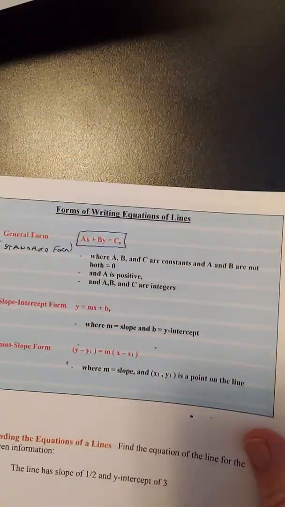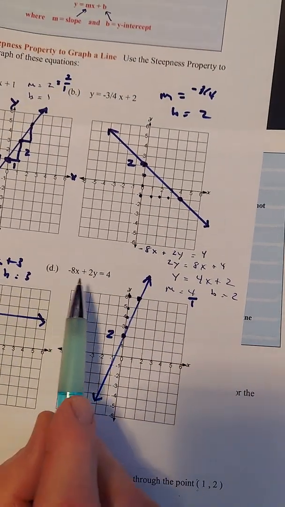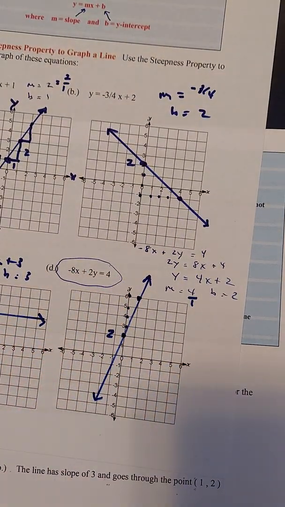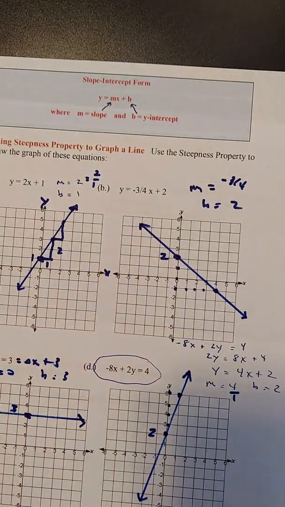So when I did this other problem on the other page, that was actually in standard form or general form, depending on what you call it. And the others were in slope-intercept. Slope-intercept's a lot easier to graph.